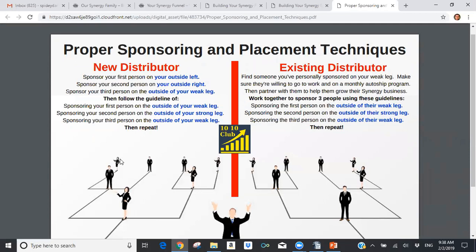And if you do that, then what will happen is you'll significantly increase the organizational volume on your weak leg, which then increases your basic commissions.